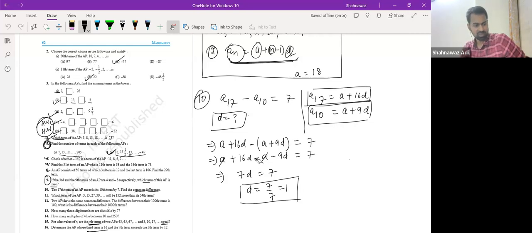So which chapter was difficult, guys? Linear equation, quadratic equation, or this AP? Sir, all are easy, all very easy. Good, good. That should be the attitude, right?